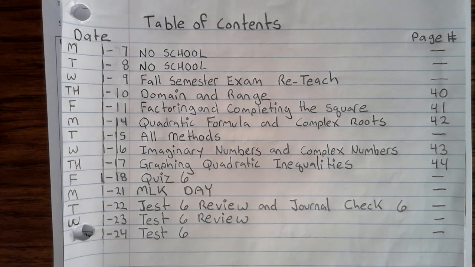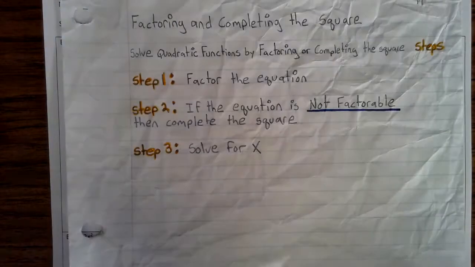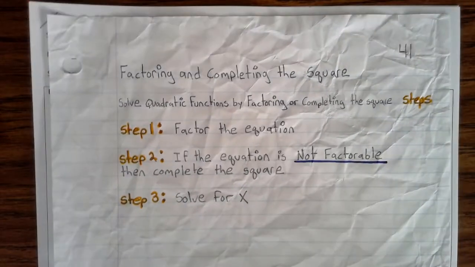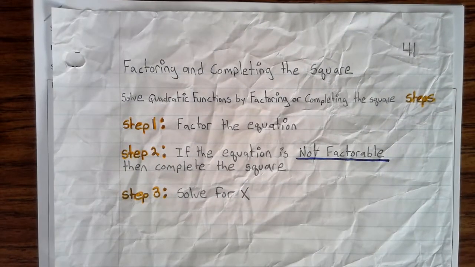Wildcats. Today we're looking at Friday, January 11th, factoring and completing the square on page 41. If you would, update your table of contents. All right, now your table of contents are updated. Let's take a look at our notes. Factoring and completing the square on page 41.